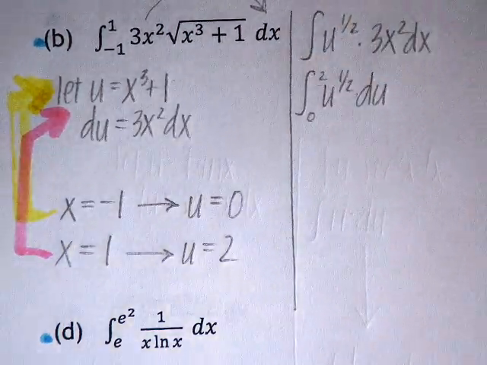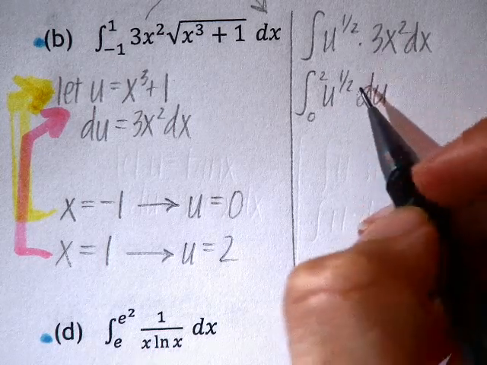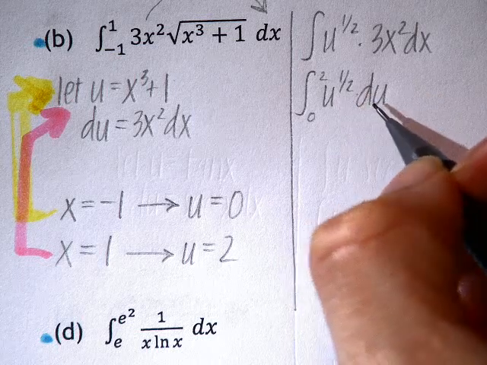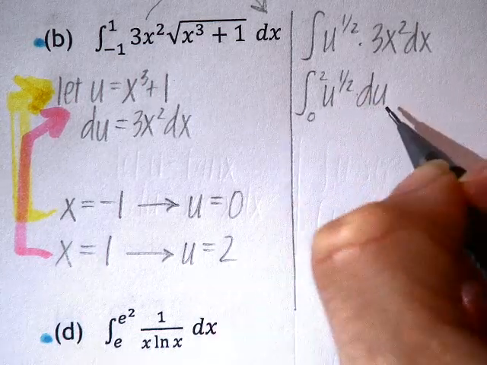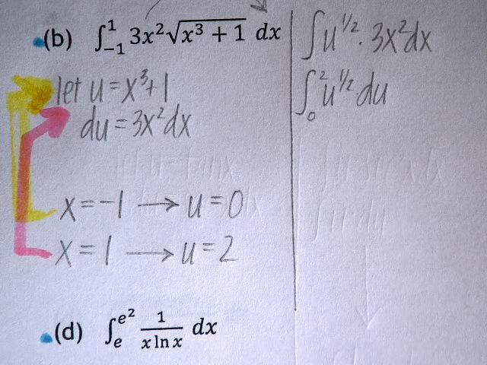And now I know the new upper limit. So now I have a full problem on the right-hand side in terms of u. It has u coordinates, it has an antiderivative in terms of u, it has an implicit du, everything is consistent. Now I have the green light to do the actual proper calculus.